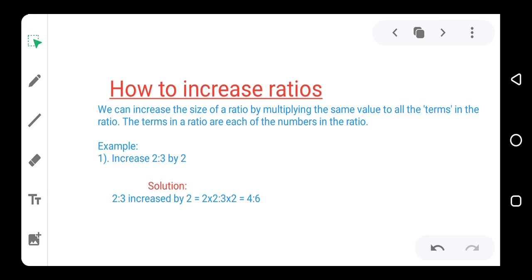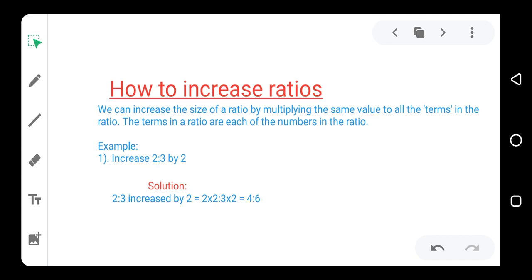Now, how to increase ratios? We can actually increase ratios. If we are given a ratio and we are asked to increase it, normally we can multiply it. When you multiply something, you are increasing the numbers. So when we have a ratio and we are given a number to multiply it by, we multiply all the terms in the ratio. And what I mean by term is each of the numbers in the ratio.